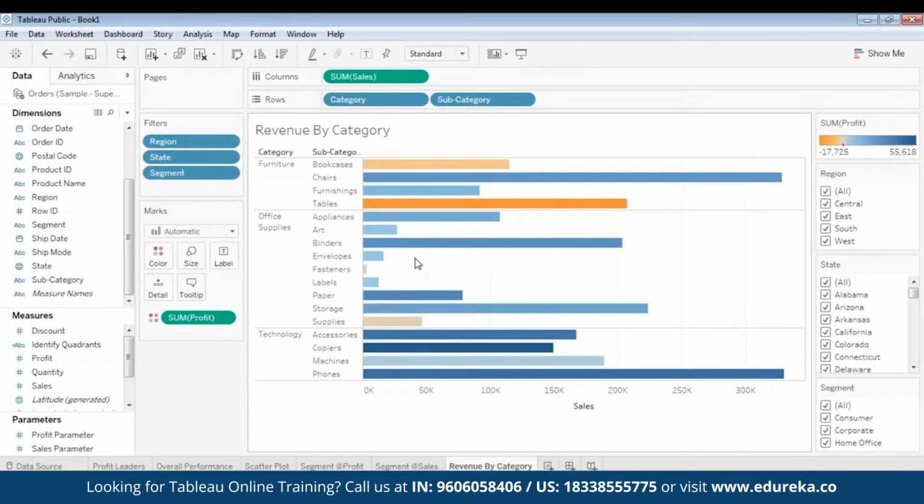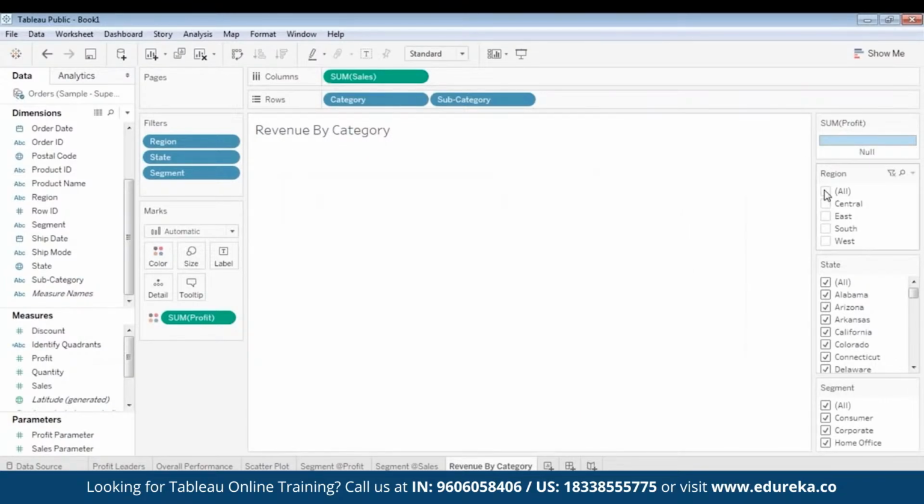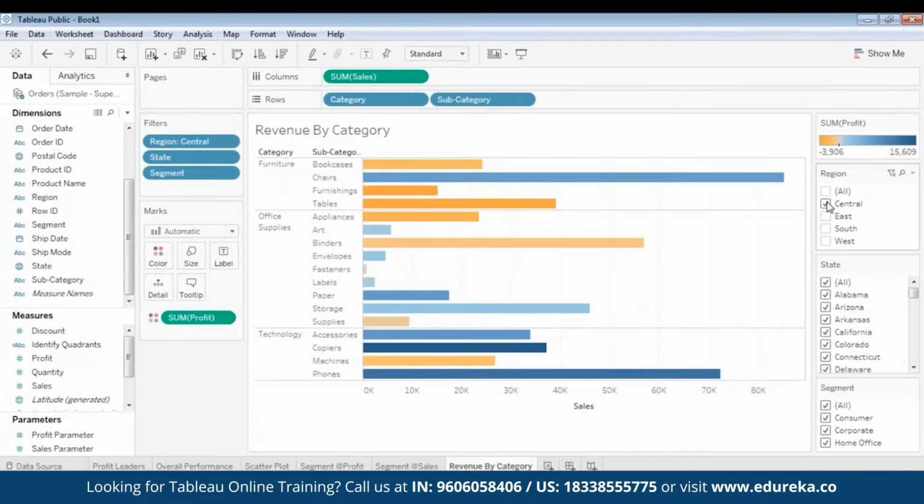So just by showing this kind of data, right, the person can visualize which subcategory they need to pay more attention, okay, and which subcategory is hampering their revenue. So this is the question which you wanted to answer, right? If you see, now I want to see which region is hampering me the most. Now if I just remove it, if I go to central, okay, so central, you can see you need to check the profit number also, right? Minus $3,906.